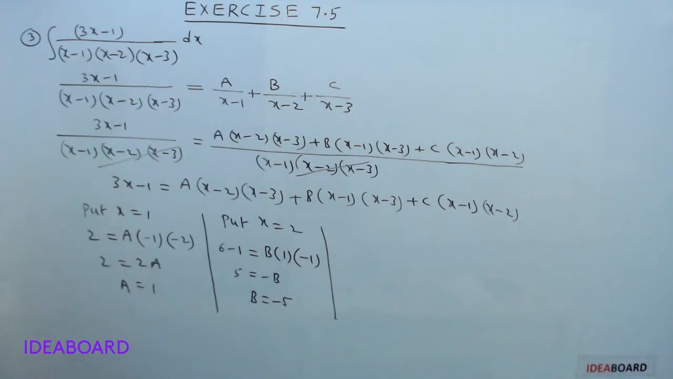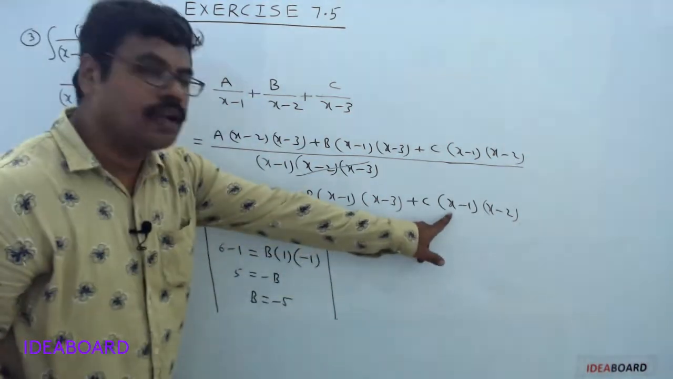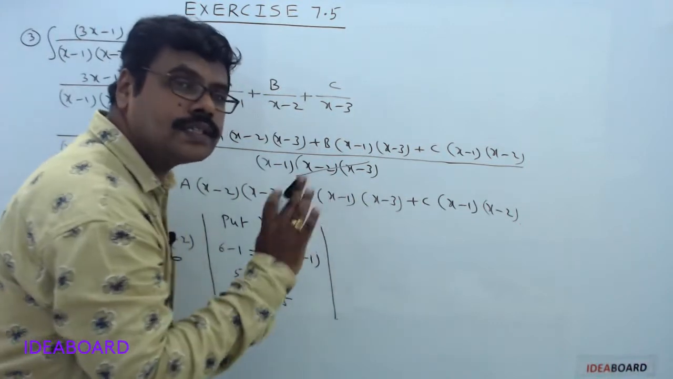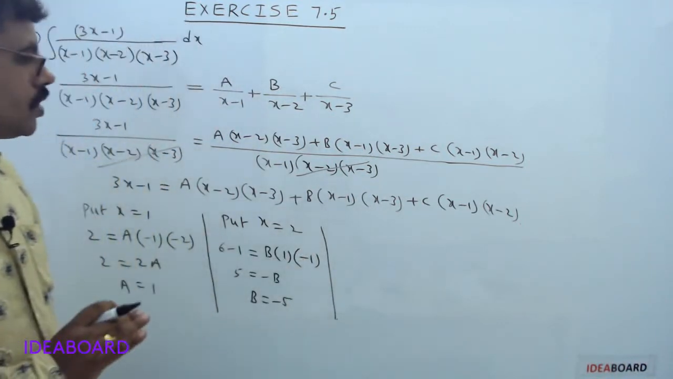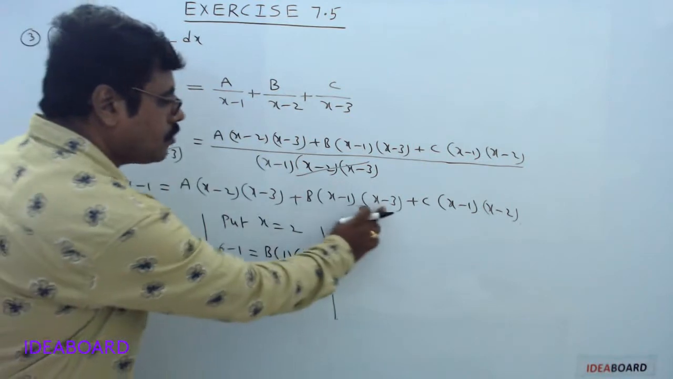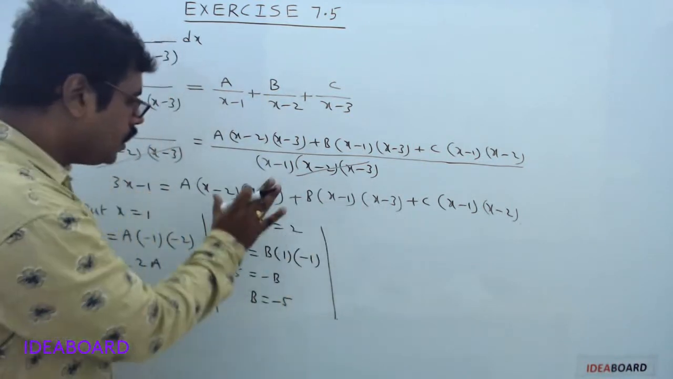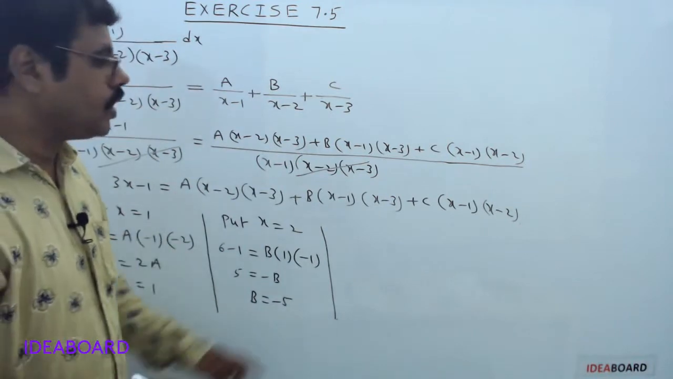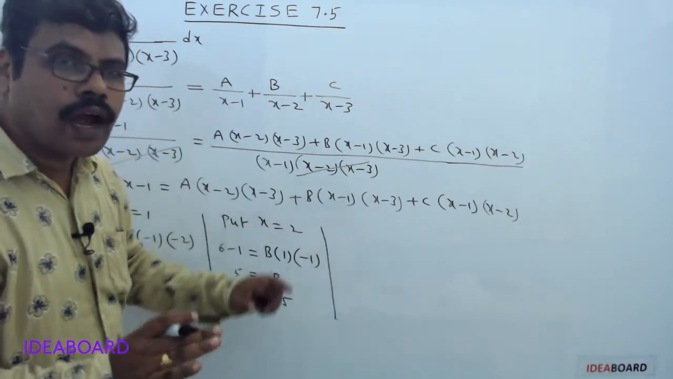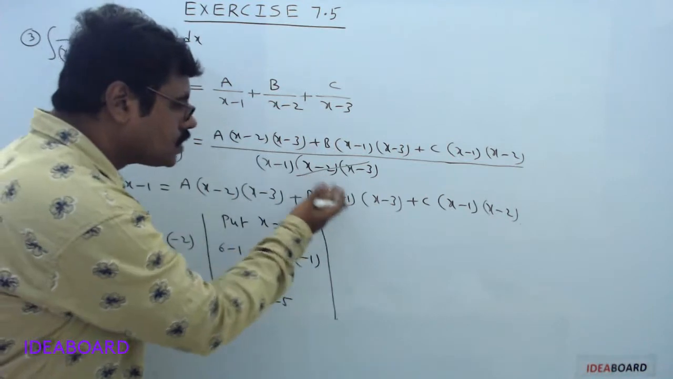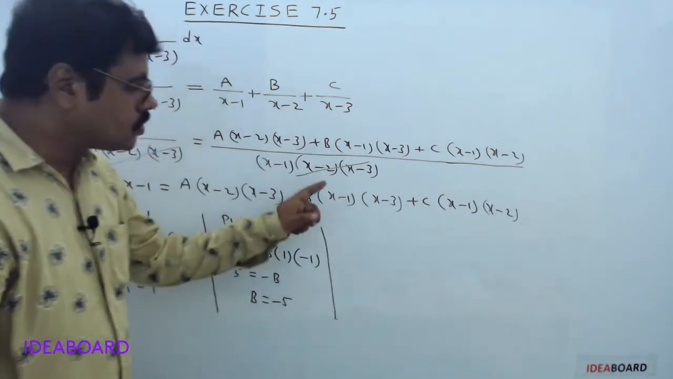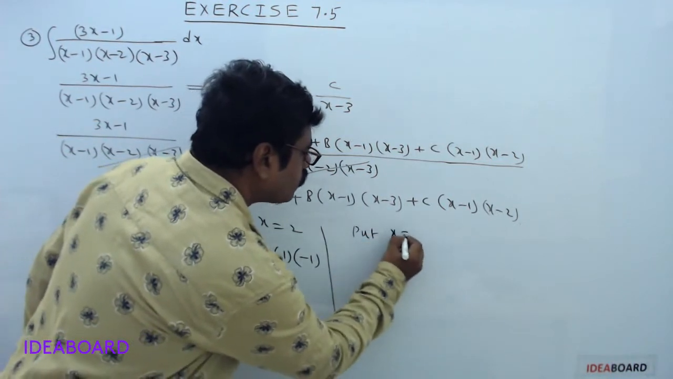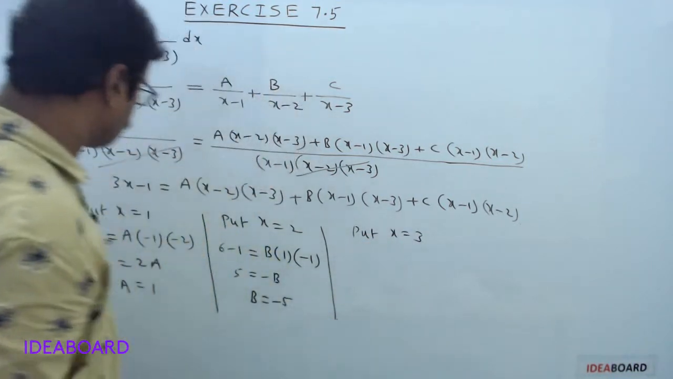Next we need the c value. To find the value of c, make the first and second terms 0 simultaneously. Observe that there is a common factor x minus 3 in the first term and second term. So by substituting x equal to 3, automatically the first and second terms are 0. So write down x equal to 3. Put x equal to 3.